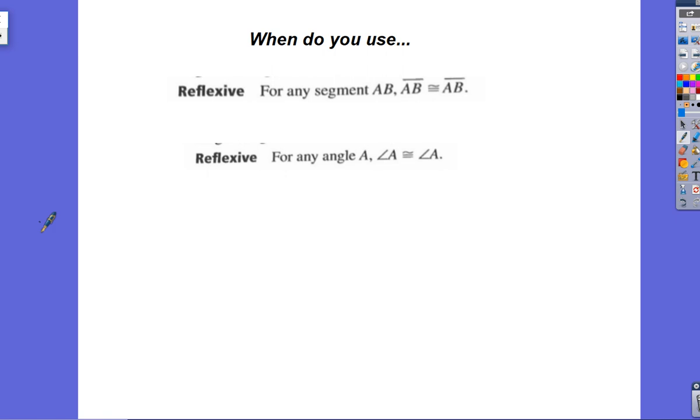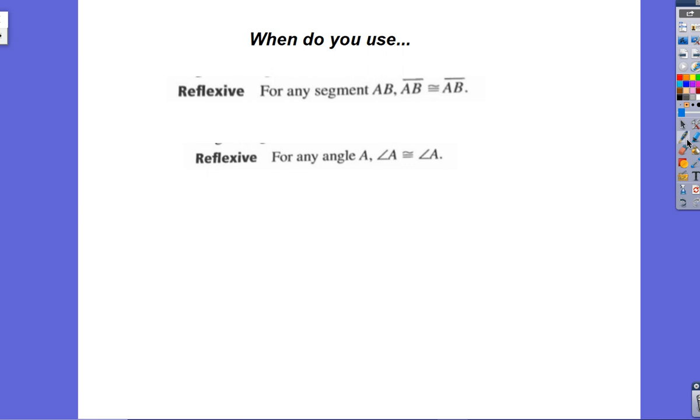In this video, I want to take the time to identify some key theorems, postulates, and properties, and really focus in on when we actually use these theorems, properties, and postulates. And so the first one that I want to talk about is the reflexive property, because overall it is actually my number one look for.